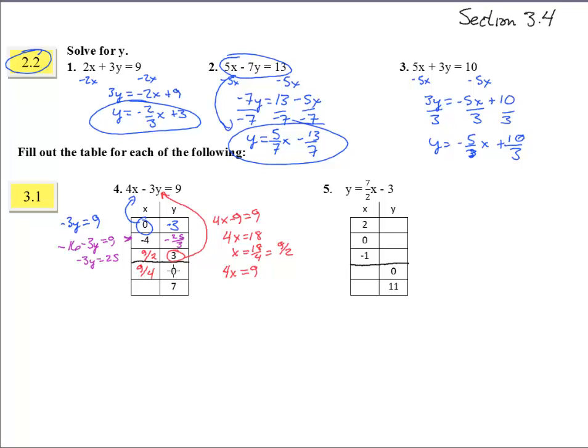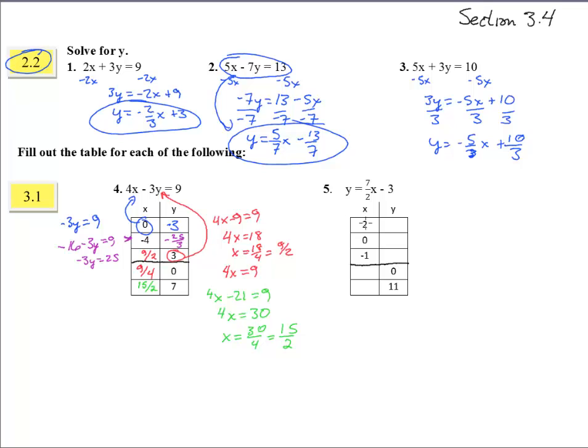Now 7 will go in for y, and we'll get 4x minus 21 equals 9. Add 21 to both sides, and we get 4x equals 30. X equals 30/4. That can simplify down to 15 halves, or about 7.5. 15 halves. There we go. That's number 4. Number 5.